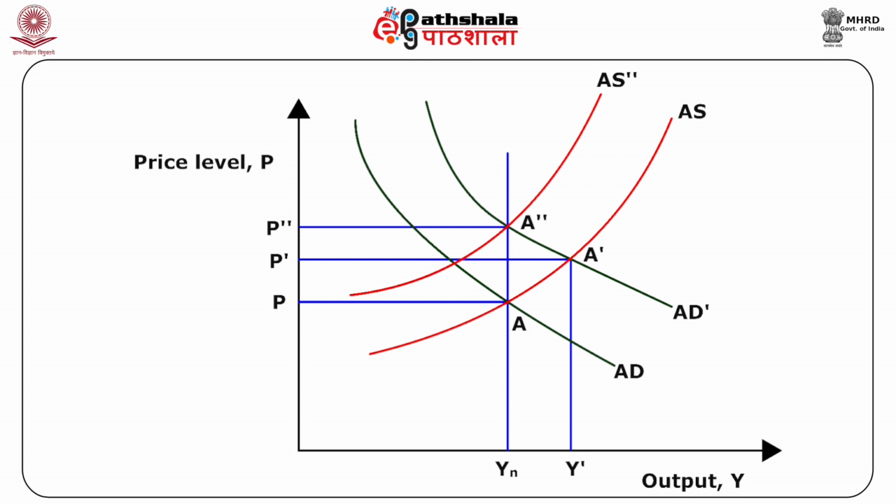The aggregate demand curve shifts from AD to AD dash since there is a change in a factor affecting aggregate demand other than price level. In the short run, the economy moves from point A to A dash along the original AS curve. Output increases from Yn to Y dash and price level increases from P to P dash.